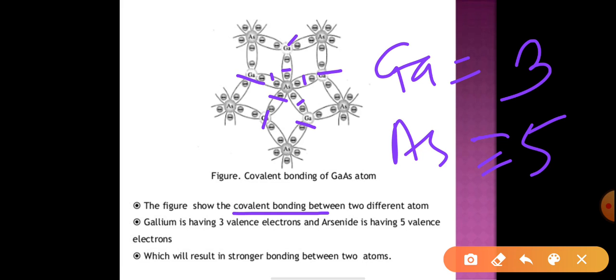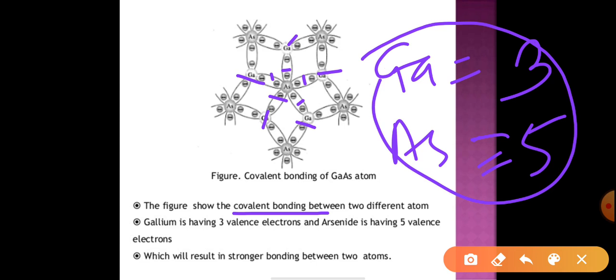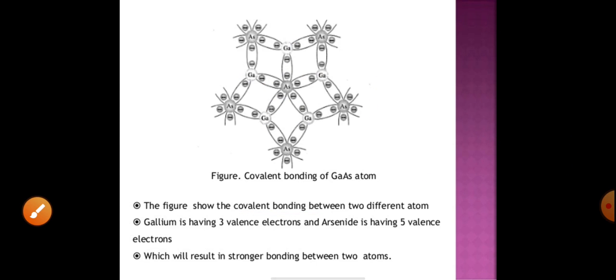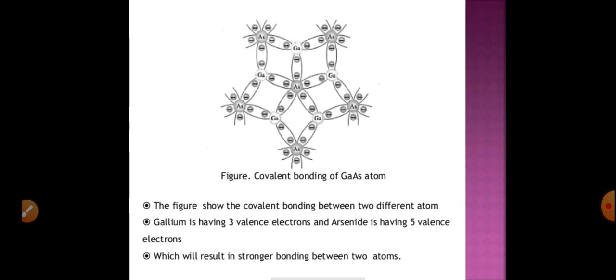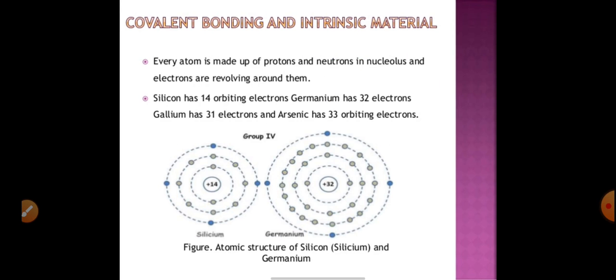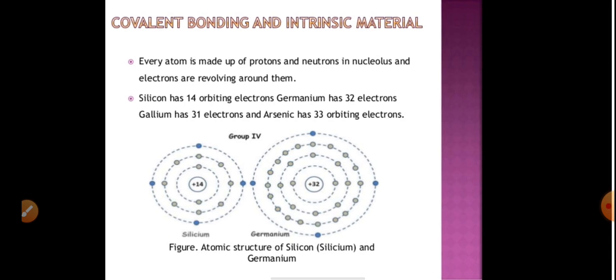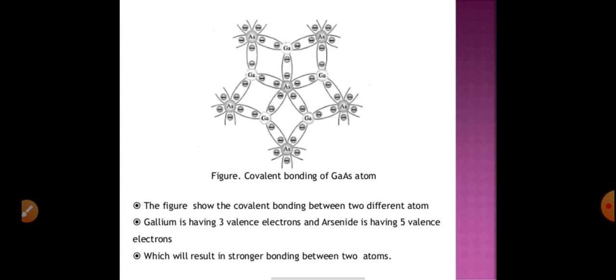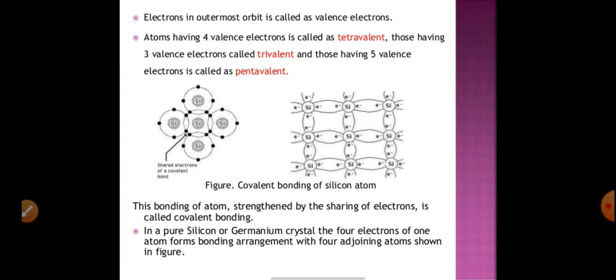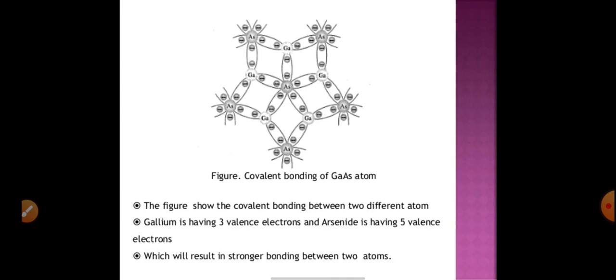So why are we going for this covalent bonding? Because it will strengthen the atom, so these loosely bound characteristics will be less. Okay, so till now we have seen what is meant by covalent bonding, then intrinsic material, then the covalent bonding of silicon and germanium, and we have seen the GaAs bonding.